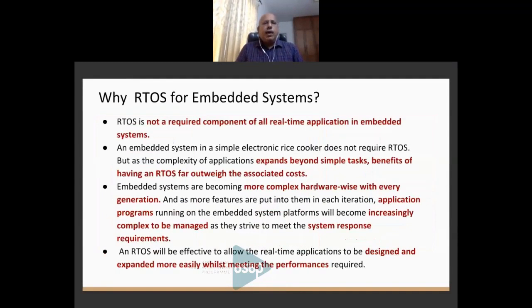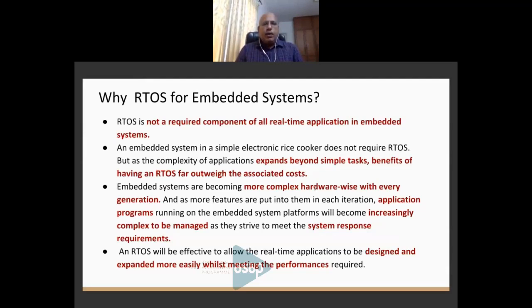Why RTOS for embedded systems? There is no need for an RTOS in simpler systems. Like a rice cooker, it doesn't need an RTOS. But when the system becomes more complex, if we use an RTOS, the application development and its performance tuning become much simpler, as we will see going forward.